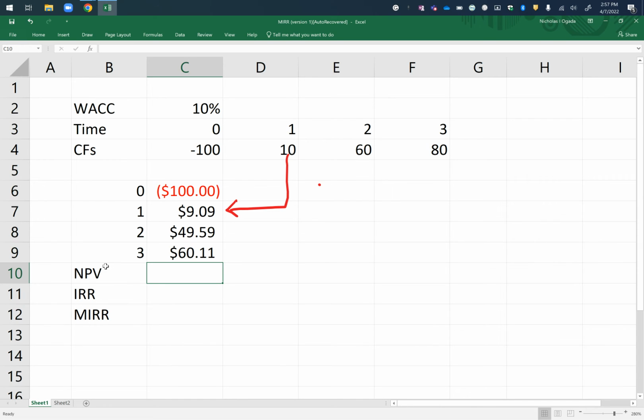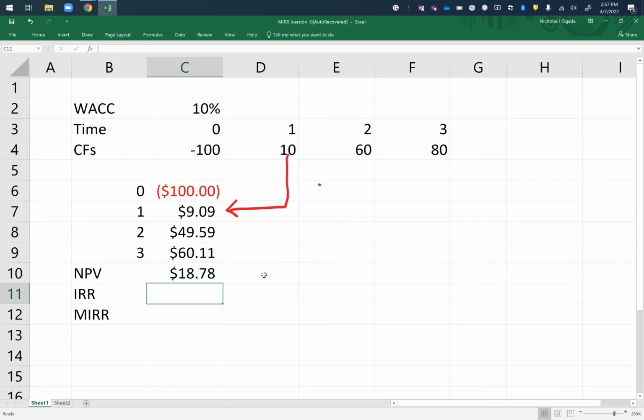So to find the net present value, we are basically just summing up all our present values. We simply add in all these present values, and if you add all the present values, we find that the net present value is $18.78. So this is just one way to approach this problem.